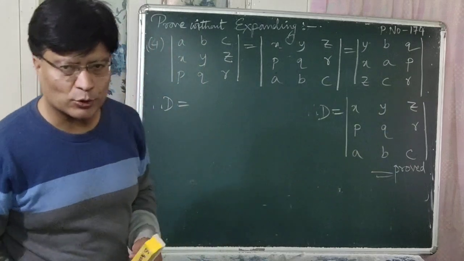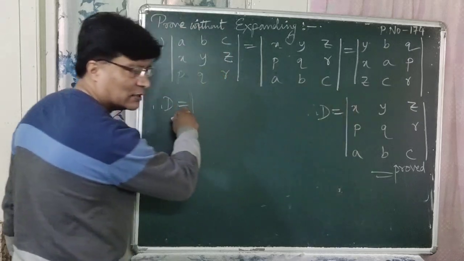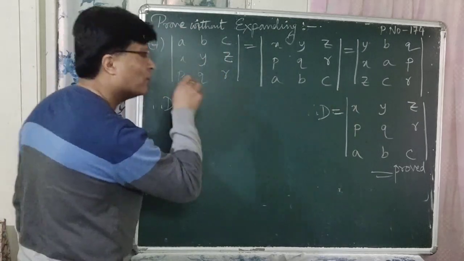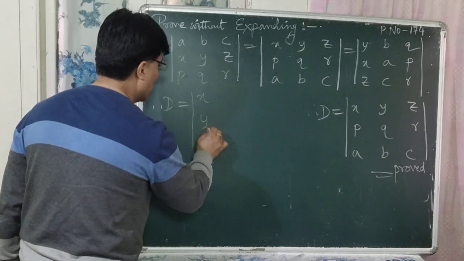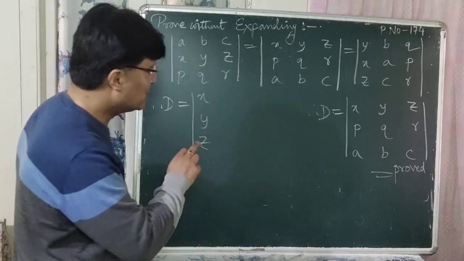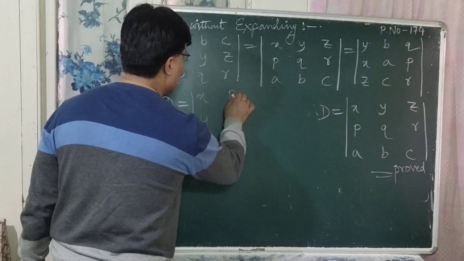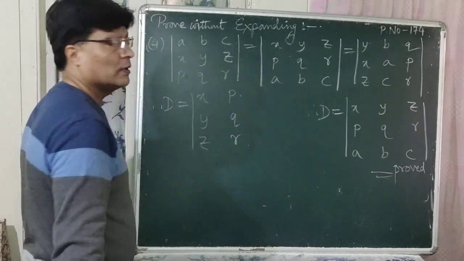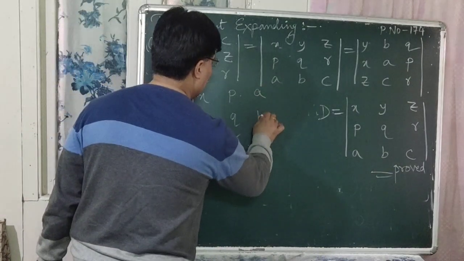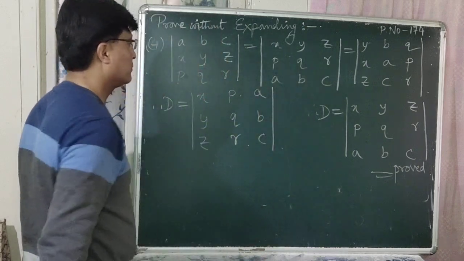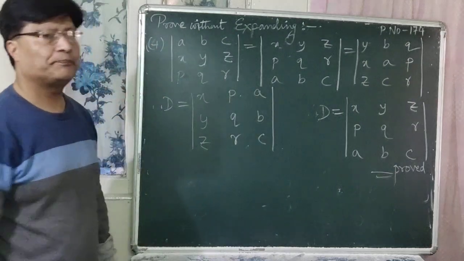So here let us change rows into columns and columns into rows, right? Now the first row becomes the first column: X, Y, Z. Now the second row becomes the second column, so it is P, Q, R. Now the third row becomes the third column. That is A, B, C. Now is it alright? Okay.